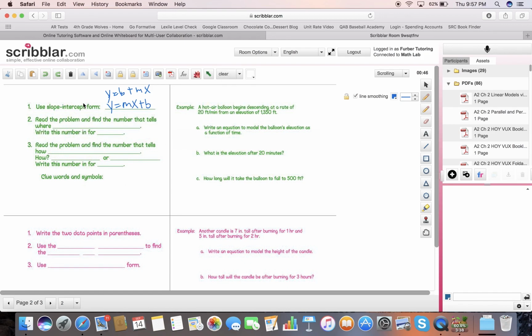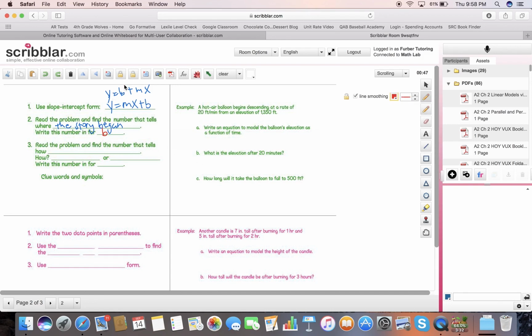You're going to read the word problem twice. The first time you read it, you're going to find what number tells where the story began. Okay? Where did the thing or the person begin? What did they have at the beginning? Where did they start from? There's a beginning somewhere, okay? That value is going to be written in the equation, slope-intercept form, for the b. The b is your starting point.